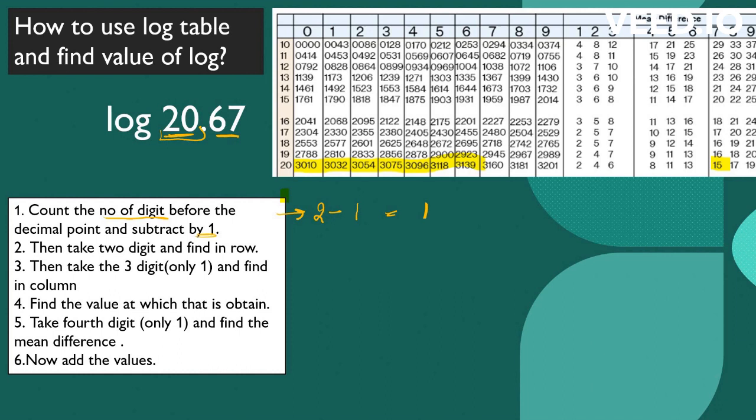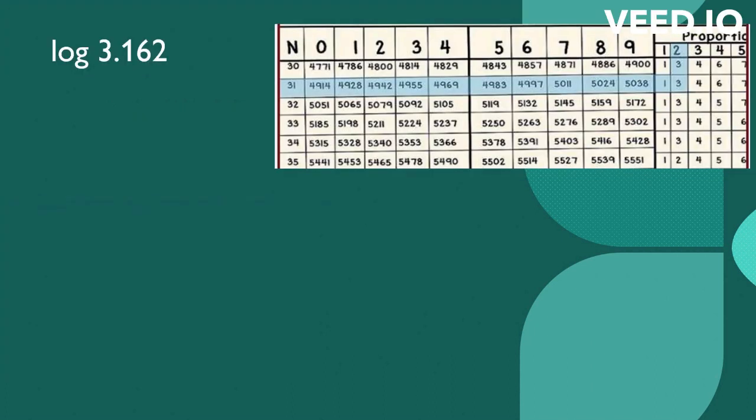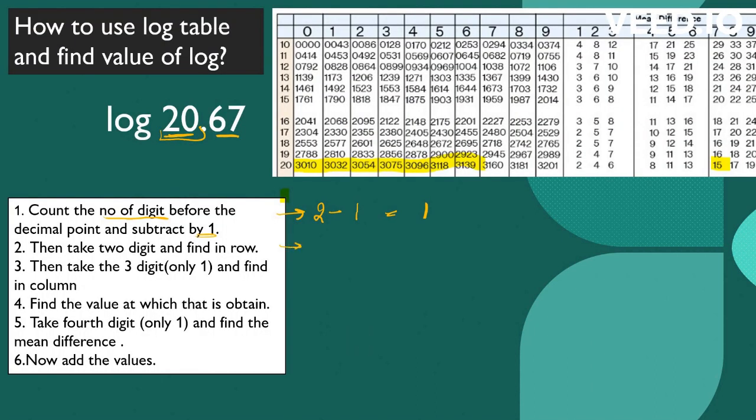Take the first two digits and find them in the row. This is the log table, so in the row we have to check 20. And what is the third step? Take the third digit, only one digit, and find it in the column. What is our third digit here? It is 6. So the third digit we have to find in the column is 6.